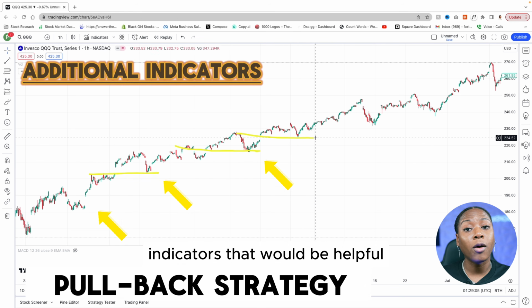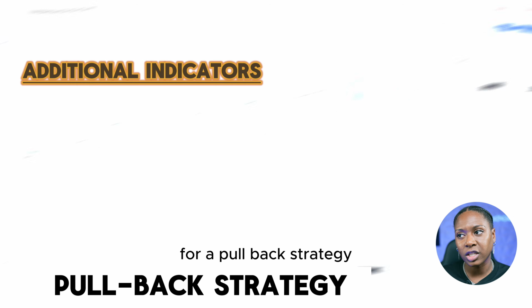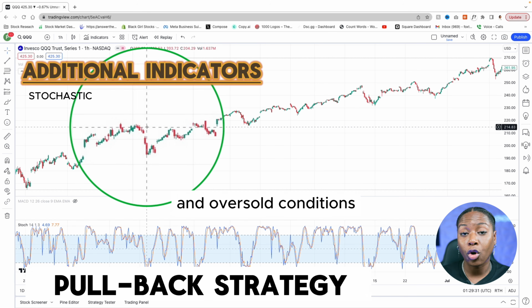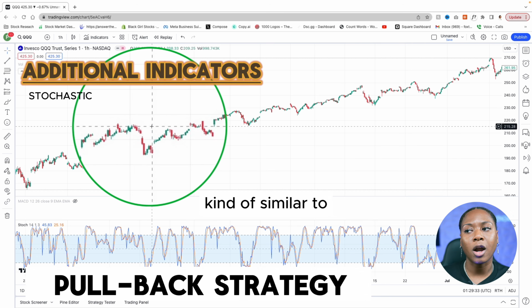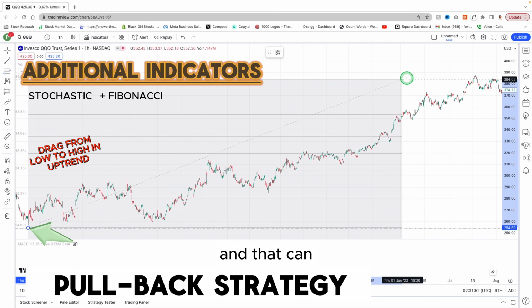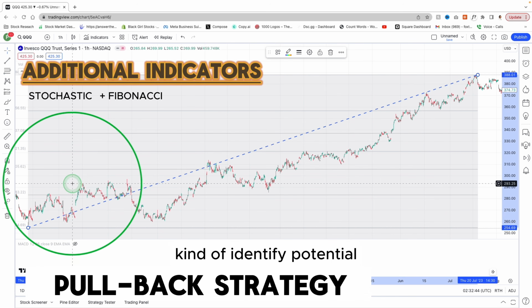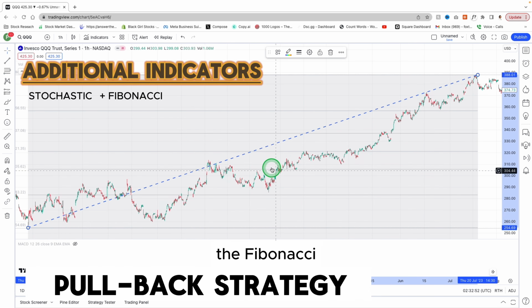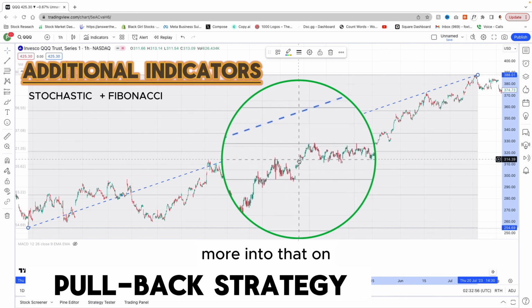Indicators that would be helpful for a pullback strategy include the stochastic oscillator, because that's going to help you see overbought and oversold conditions, similar to the RSI. You can also use Fibonacci retracement, which can help you identify potential reversal levels. A lot of people use the Fibonacci, and we really need to get more into that on the channel.